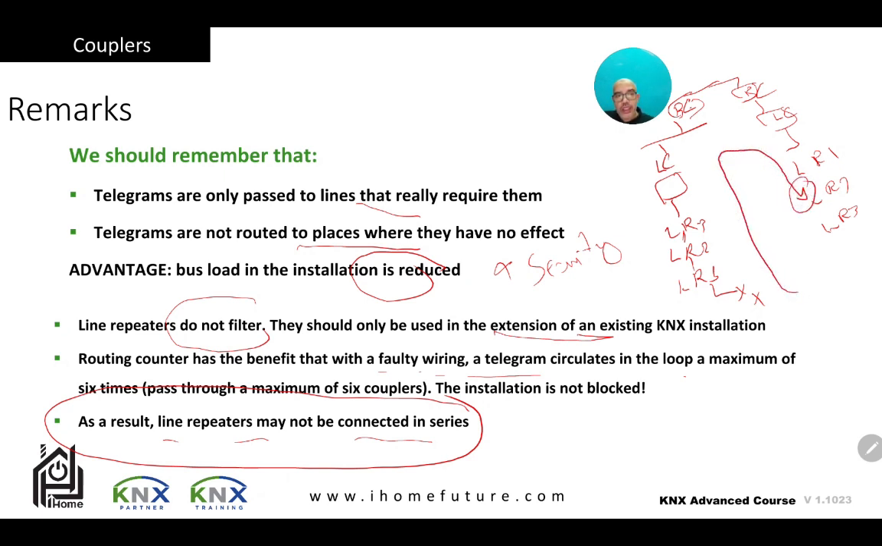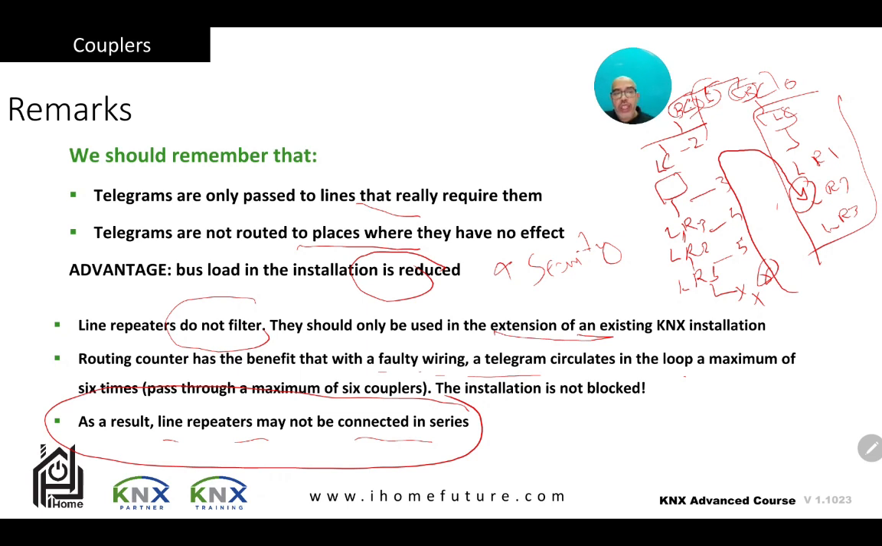If I have a device sending, let's say I want to send to a device in this second segment, it's coming with a counter of around 6. Then it passes this one, going 5, this one, 4, this one, 3, then it passes the line coupler, it's 2, then it goes to the backbone coupler, it is 1. The backbone coupler will allow it to go here, but it's now 0, so it will not reach this line at all.